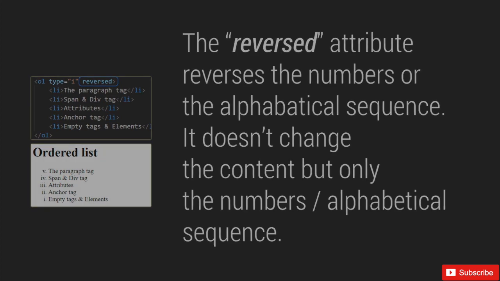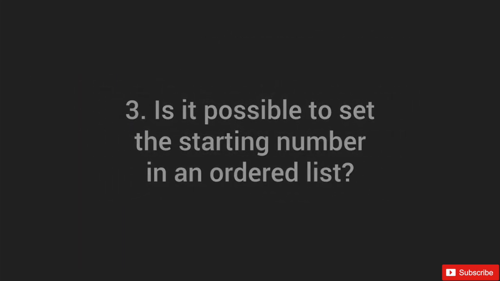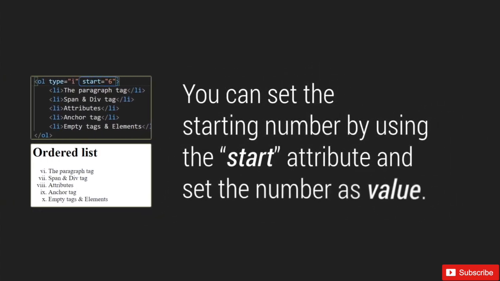And the last question is, is it possible to set the starting number in an ordered list? Well, yes, certainly. By default, it starts with 1 or maybe A. But if you want to start it with, let's say, 5 or maybe 6, like we have seen in this example, you can certainly do that by using the start attribute.